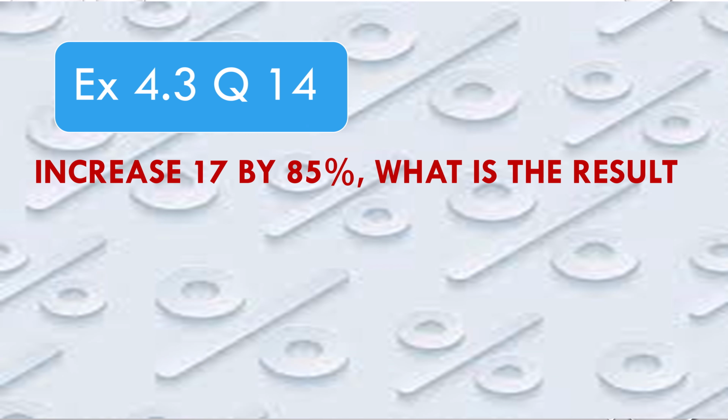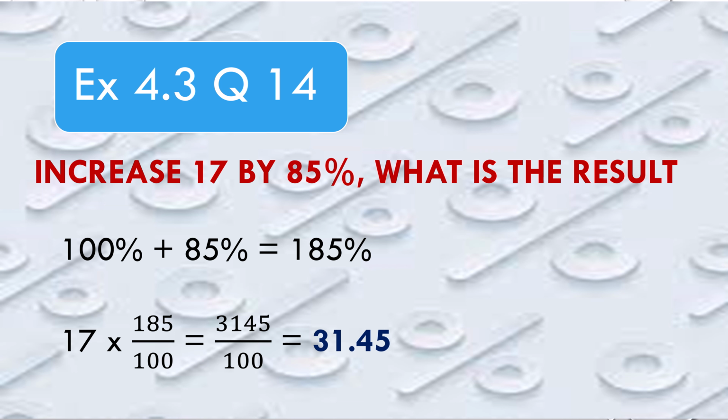This is exercise 4.3, question number 14. Increase 17 by 85%. What is the result? As I told you earlier in this lecture, whenever we have to increase a value, we add it to 100%. For example, we have to increase 17 by 85%. Instead of taking 85%, we will take 185% to get to the result in a shorter way. So we will multiply 17 by 185%, and multiplying 185 by 17, we get 3145, and we divide it by 100, we get 31.45. It means by increasing 17 by 85%, it becomes 31.45.